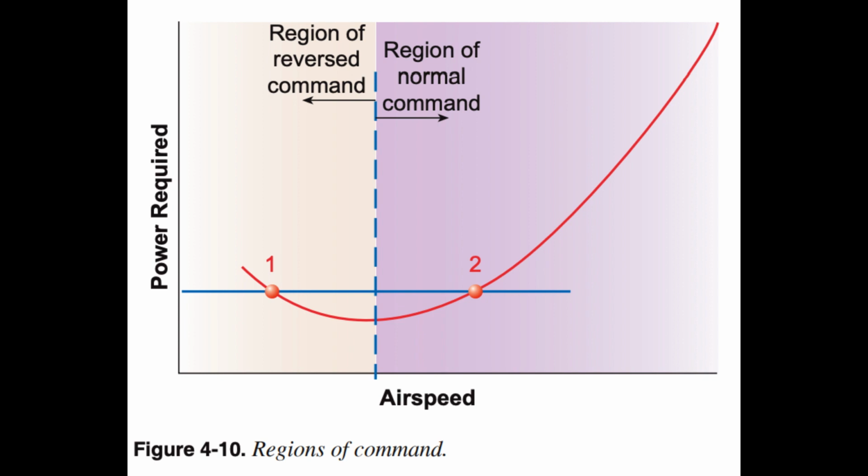Flight in the region of normal command is characterized by a relatively strong tendency of the aircraft to maintain the trim speed. Flight in the region of reversed command is characterized by a relatively weak tendency of the aircraft to maintain the trim speed. In fact, it is likely the aircraft exhibits no inherent tendency to maintain the trim speed in this area. For this reason, the pilot must give particular attention to precise control of airspeed when operating in the slow-speed phases of the region of reversed command.